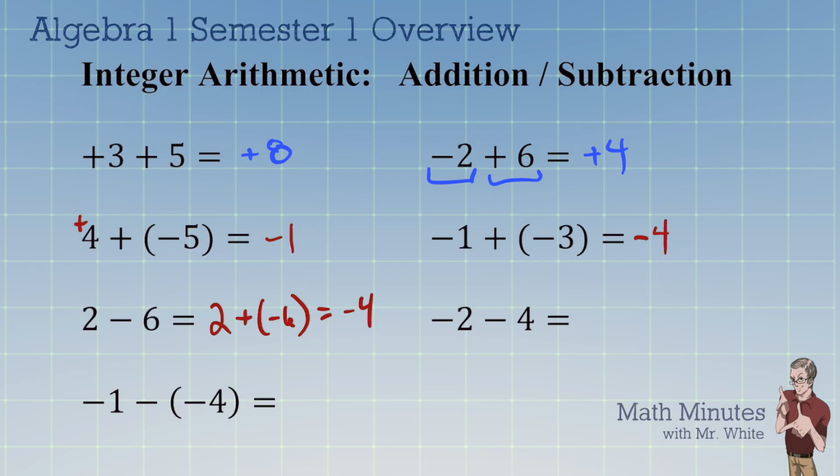Now in this example here, we have lots of negatives, right? Again, no such thing as subtraction. So it's really -2 plus -4. Boy, that's a lot of negatives, right? -6.